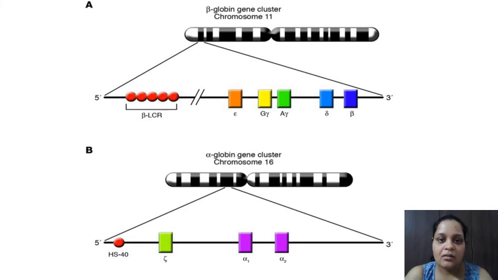In this figure, we can see that the beta globin gene cluster is found on chromosome 11, and this cluster is responsible for the production of all the non-alpha group globin chains like beta, gamma, epsilon and delta. Coming to figure B, we can see that the alpha globin gene cluster is found on chromosome 16, which is responsible for the production of alpha group globin chains like alpha and eta.